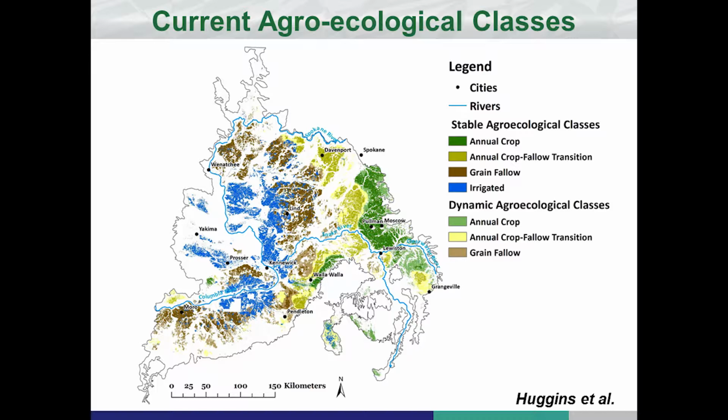So from that standpoint then, this starts to identify spatially, geospatially, where certain kinds of cropping systems occur, and also where there's more dynamic from the standpoint of, in this case, the use of fallow and the proportion of fallow.